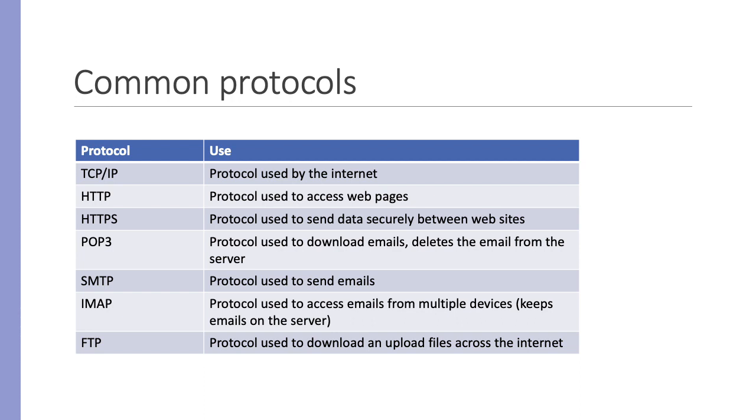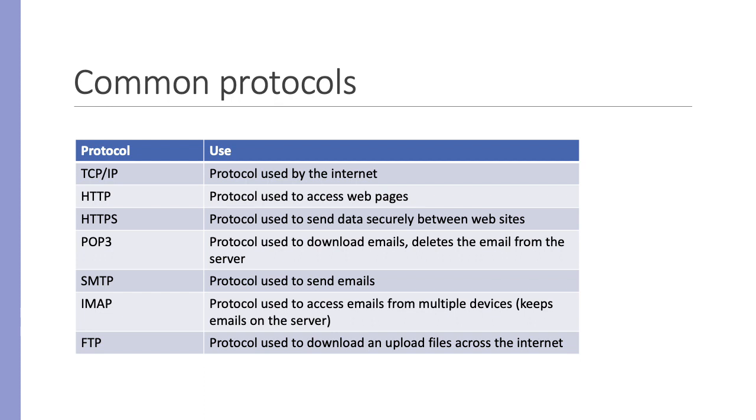There are lots of different protocols. These are some of the most common protocols that are used on the internet. The first protocol here is the TCP/IP protocol, and this is the actual protocol that the internet uses. The internet is based upon the TCP/IP protocol. The next protocol we've got here is HTTP, or Hypertext Transfer Protocol, and this is the protocol that is used by all web pages. There's a variant of HTTP, which is HTTPS. This is the protocol that's used to send data securely between websites.